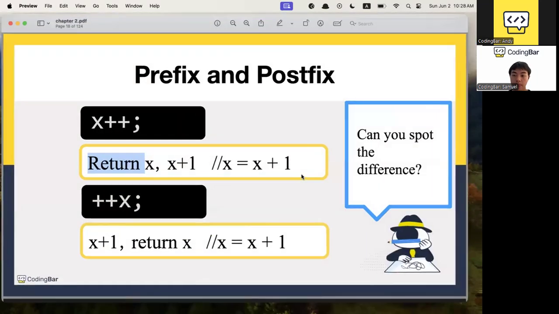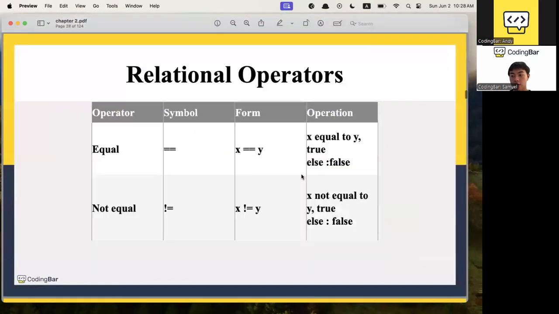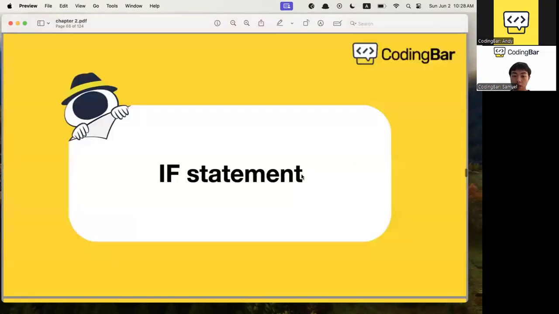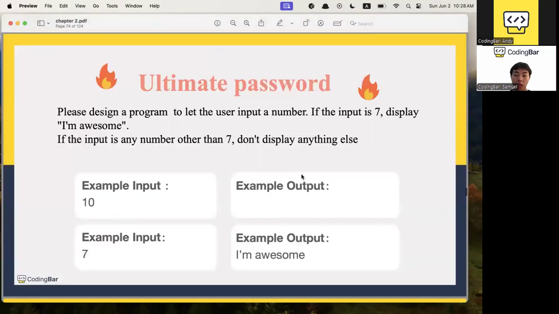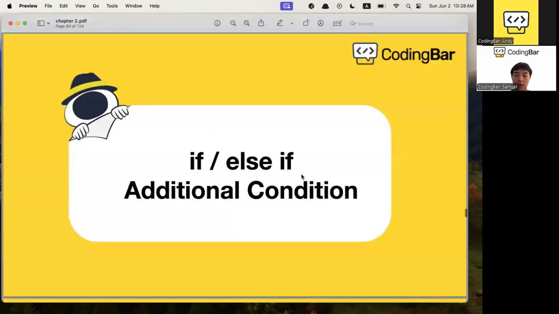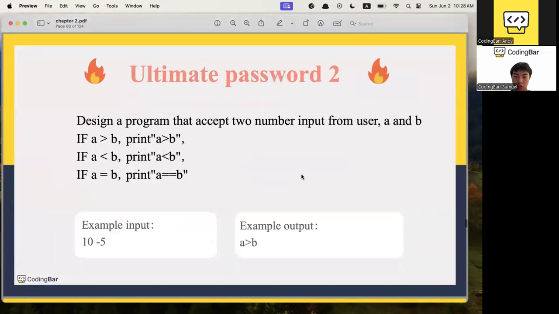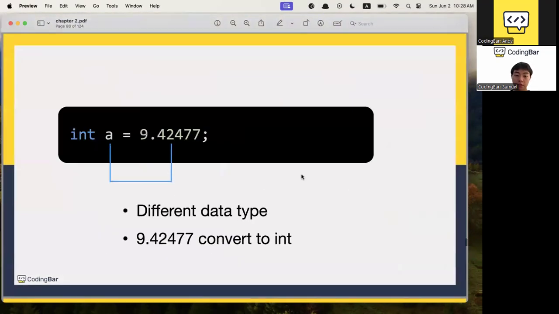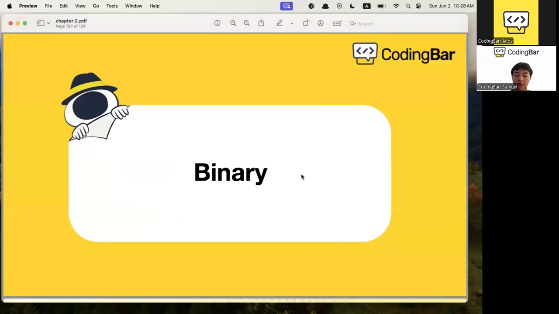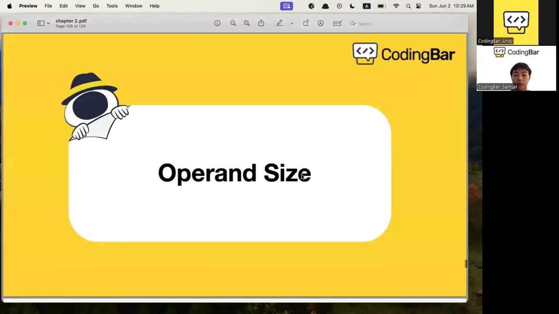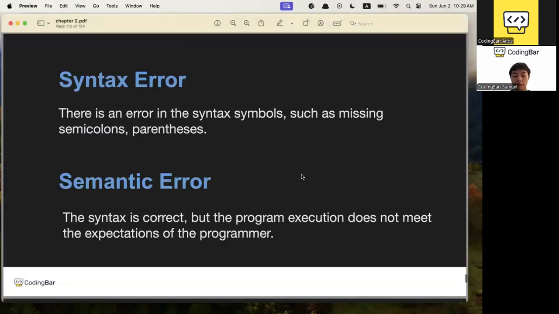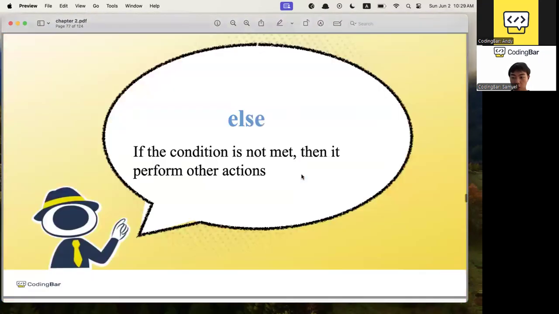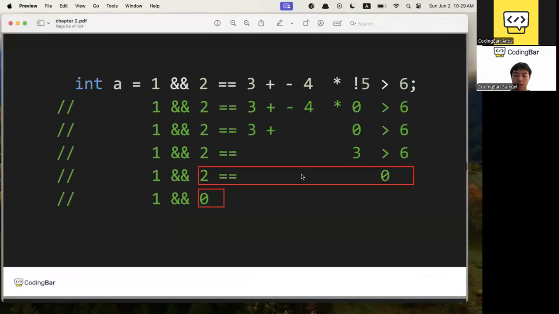Next week, we'll talk about something more interesting. We'll talk about if statement. And probably we'll talk about switch case. Is there a switch case? We'll talk about type conversion. And we'll talk about binary number. Oh, we'll cover quite a lot of things. So next week will be quite exciting.